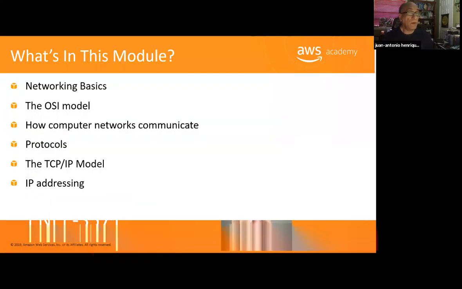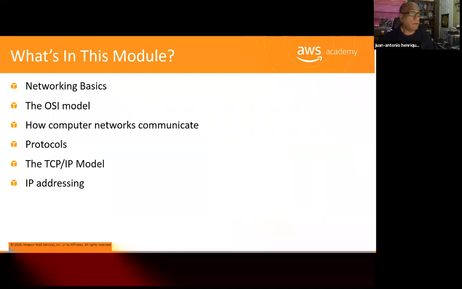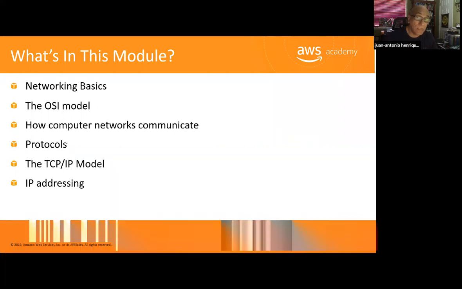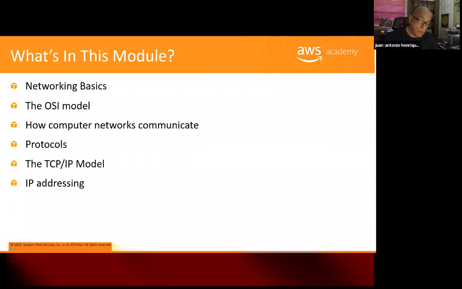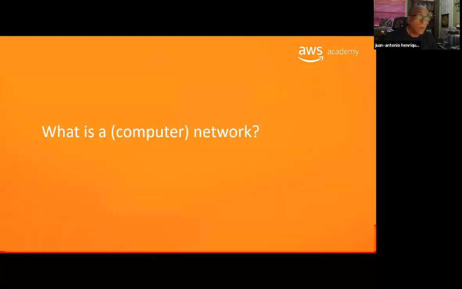So in this module, we're going to study some basic concepts, like I said, related to computer networks. These are just things needed to understand how services and applications can run in the cloud. So we're going to be looking at networking basics, what is called the OSI model. We'll explain what that is. How computer networks communicate. What are protocols and what they are used for. Another model that is called the TCP/IP model, and the concept of IP addressing, and how that all relates again later for cloud services.